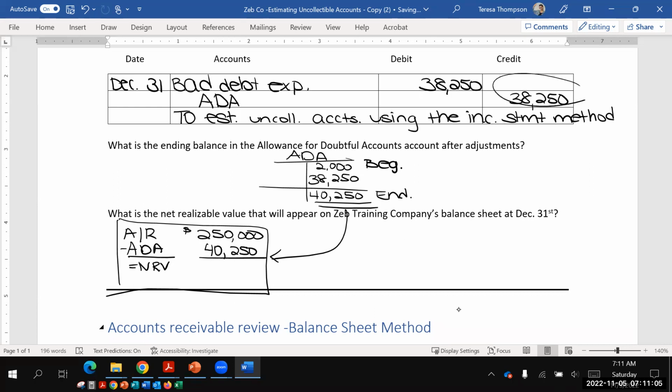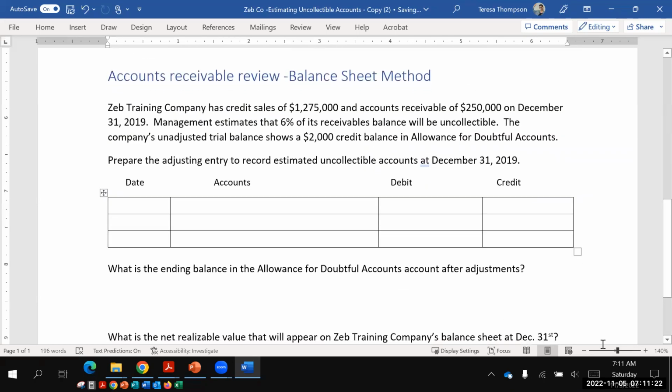Make sure you bring forward the ending balance. A lot of students just want to bring forward the journal entry. Bring forward your ending balance. And then solve. 209,750. Yay, you did the first part. On to the next one.